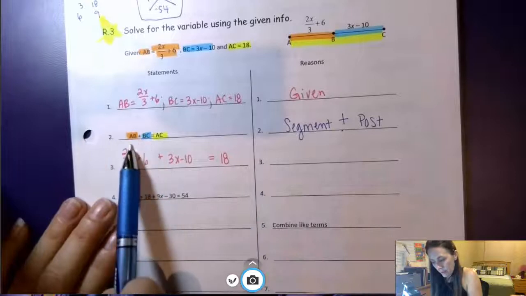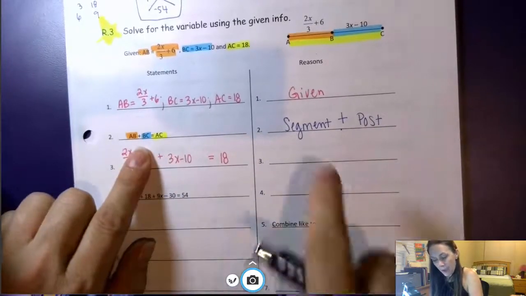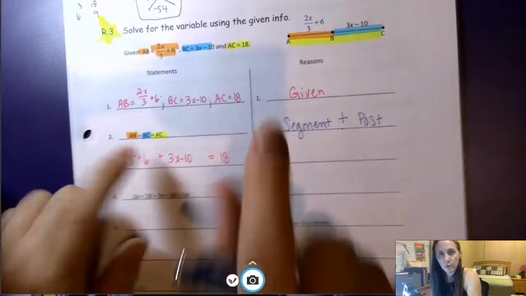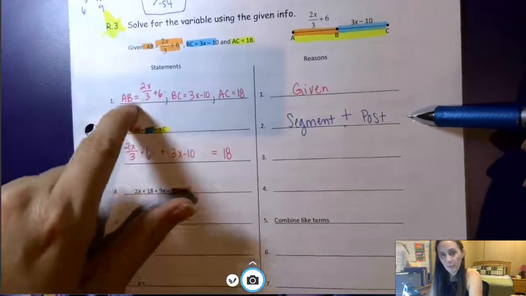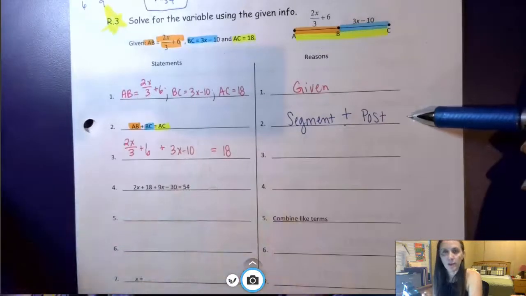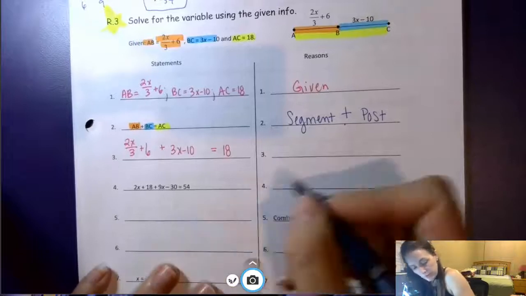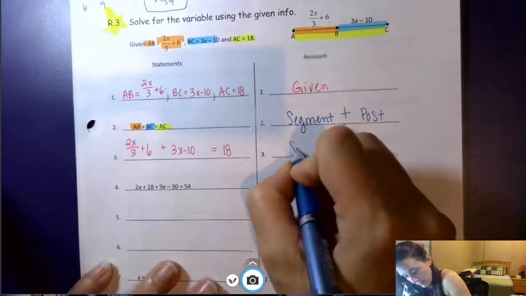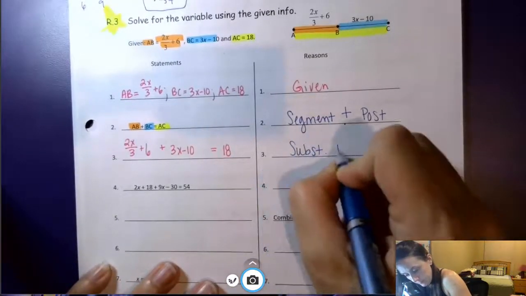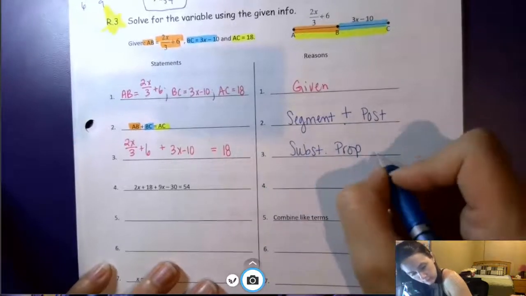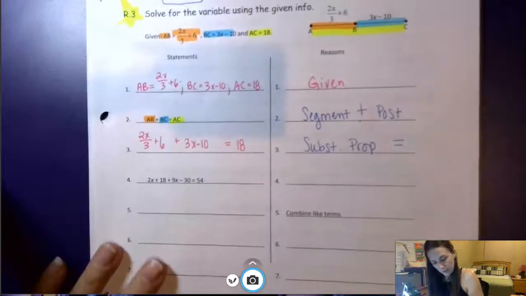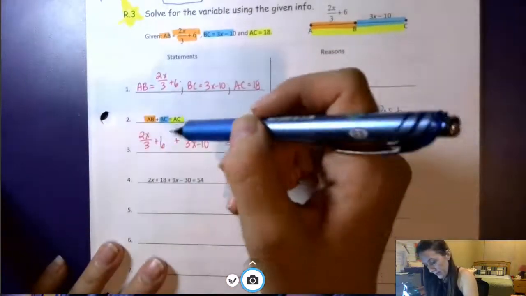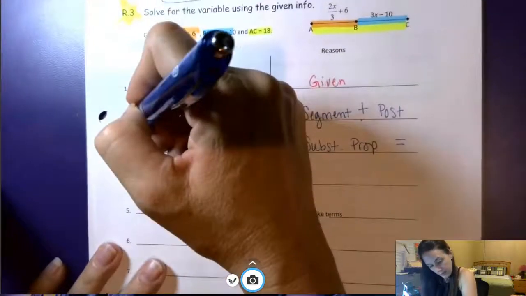And I also see that I have AB plus BC equals AC. I'm adding segments together here. Whenever you're adding segments to make a bigger segment, it's your segment addition postulate. And I'm just going to plug those in. What is it called when I can plug something into a proof? It's called the substitution property of equality. So I took this and I substituted it in here.